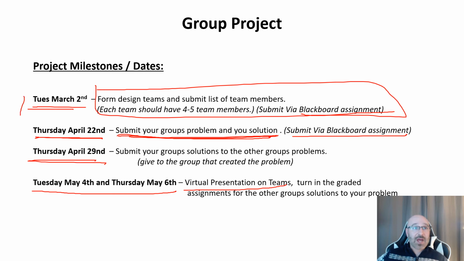So those are the main timelines that we need to keep track of for the group project for this semester.